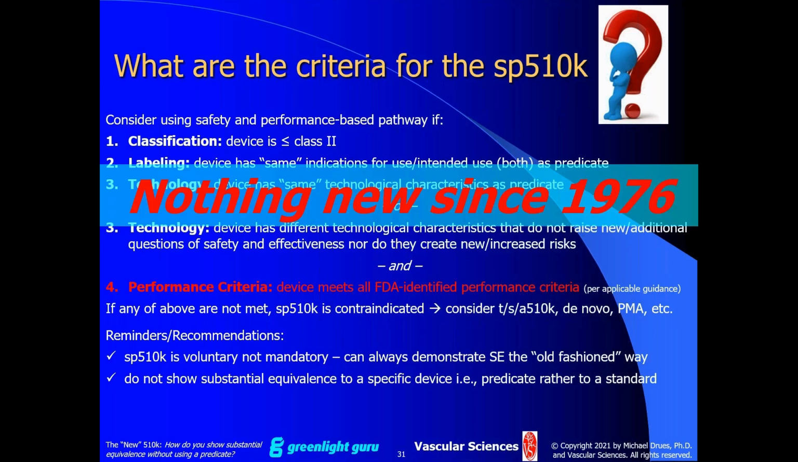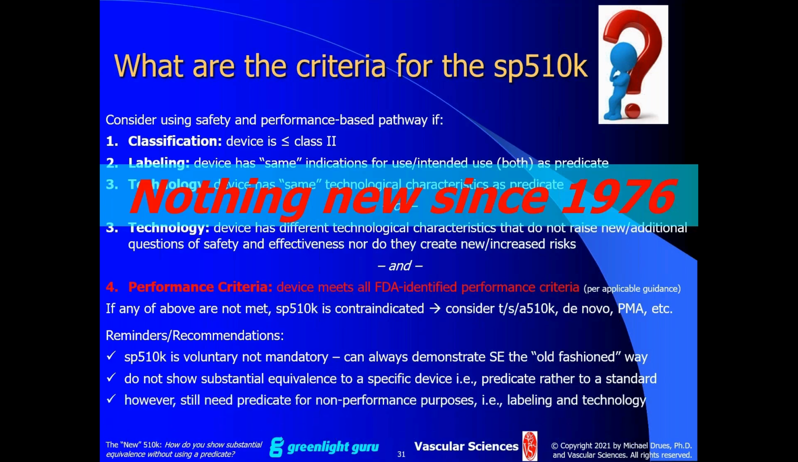In other words, if A equals B and B equals C, then A equals C. I'm not saying that I agree with that logic. Sometimes it works, sometimes it doesn't, but that is the regulatory logic to understand the SP 510K. You're not showing substantial equivalence to another specific predicate device, rather you're showing it to a standard.